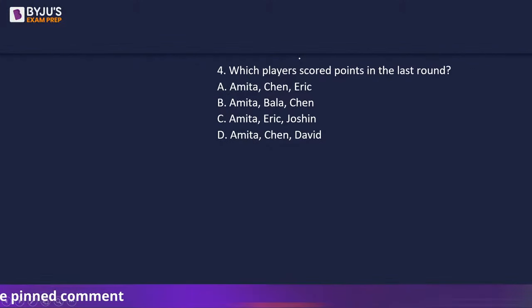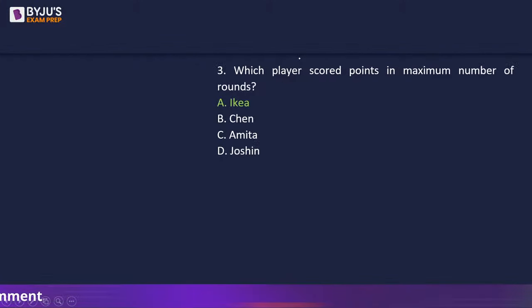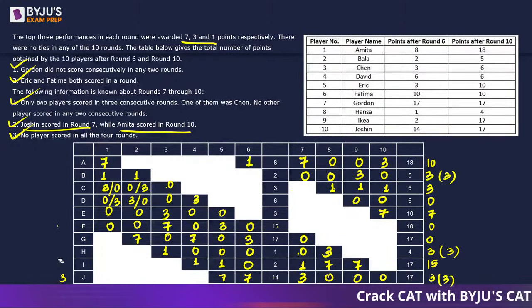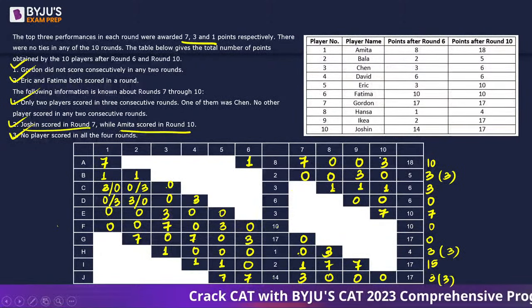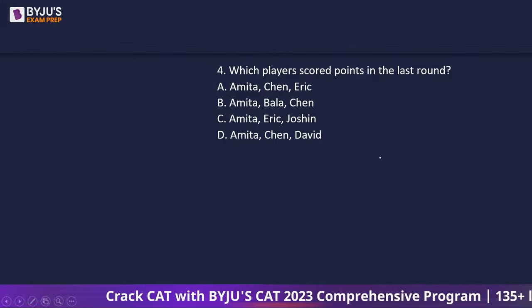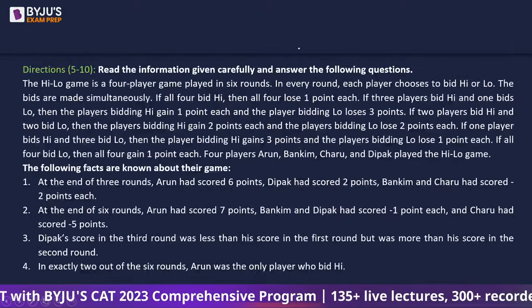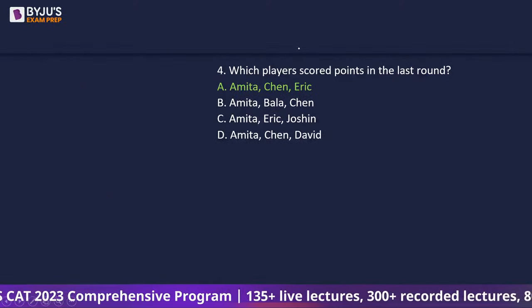Okay. Next, which player scored points in the last round? So in the last round, it was A, C and E, alternate people, right? A, C, E. So 10th round mein A, C, E ne kara tha. So A, C, E, option A again. Okay. So these were the 4 questions.